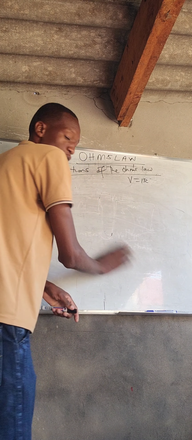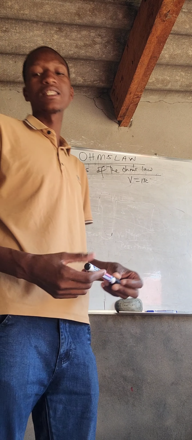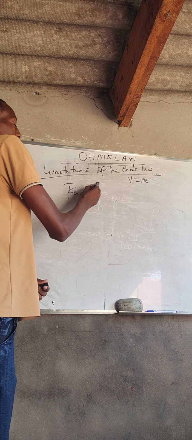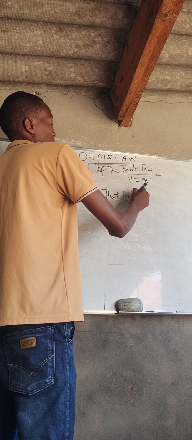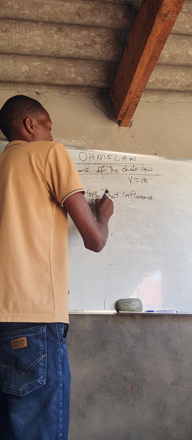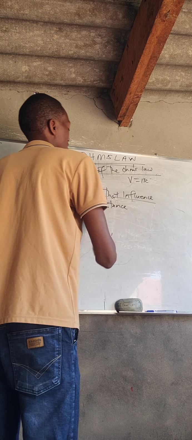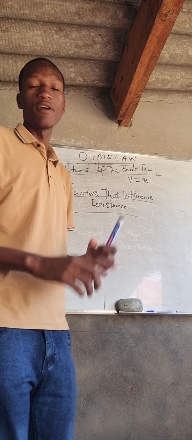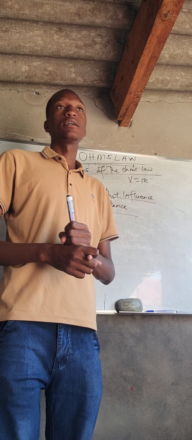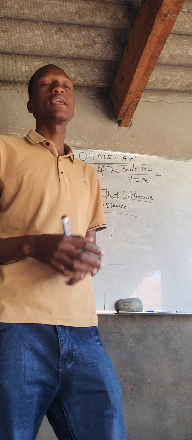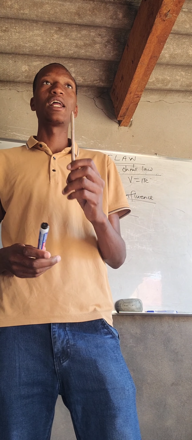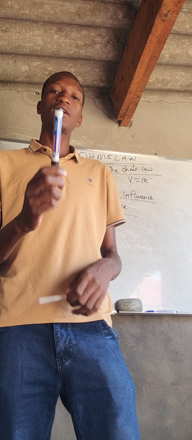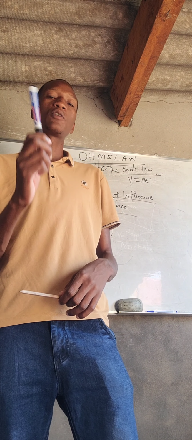After that, we have what we call factors which influence resistance. We have the length of the conducting wire, which influences how long the wire is. Also cross-sectional area. If the conducting wire has a cross-sectional area like this, its resistance will be different to a conducting wire which has a bigger cross-sectional area like this.